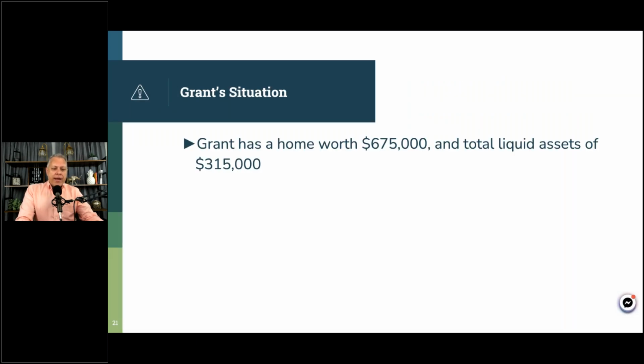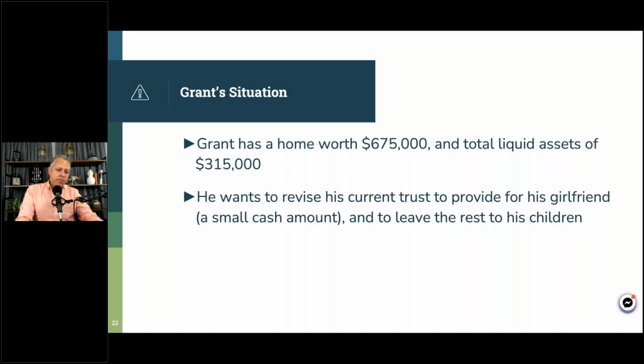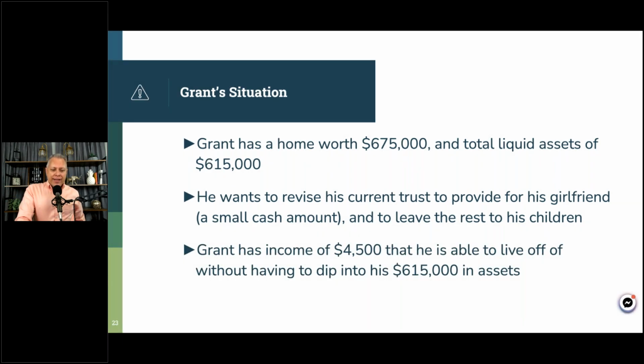So Grant has a home that is worth 675,000 and total liquid assets of 315,000. He wants to revise his current trust to provide for the girlfriend some money, but then leave everything else to his children. Grant has income of $4,500 and is easily able to live off of that without having to dip into his savings or his current assets. Okay. And that's a key point. And we will get to that in just a second.